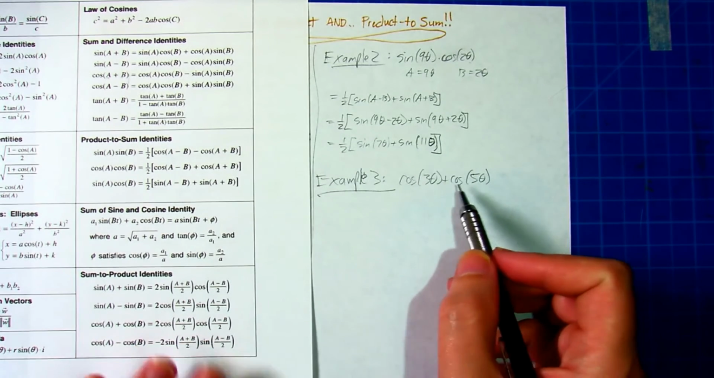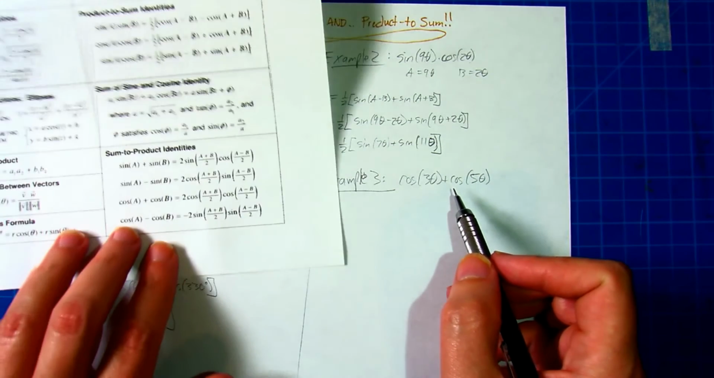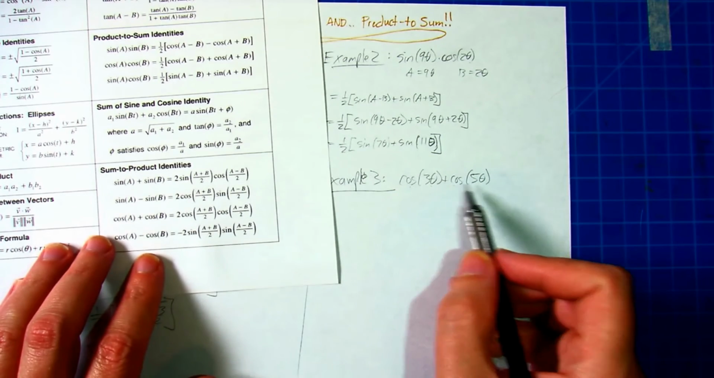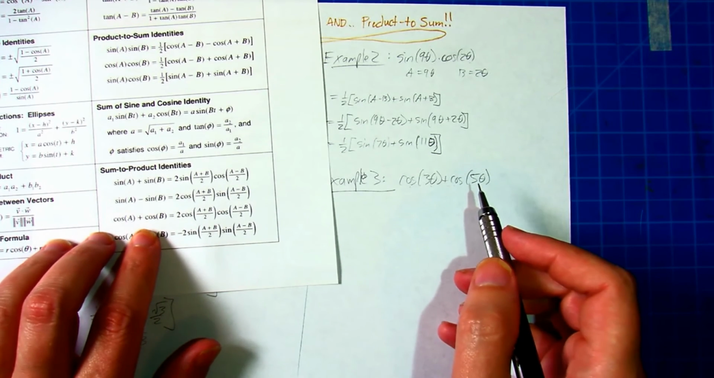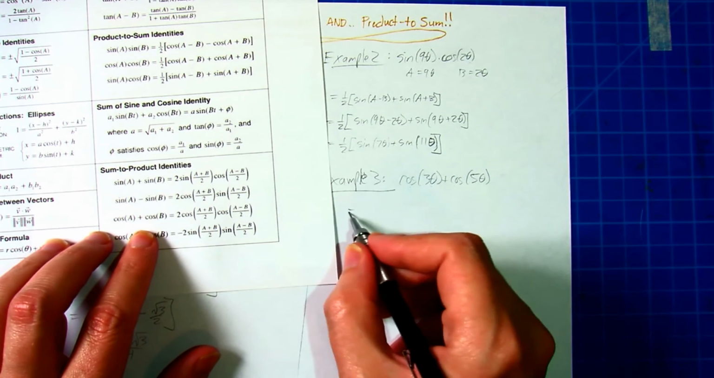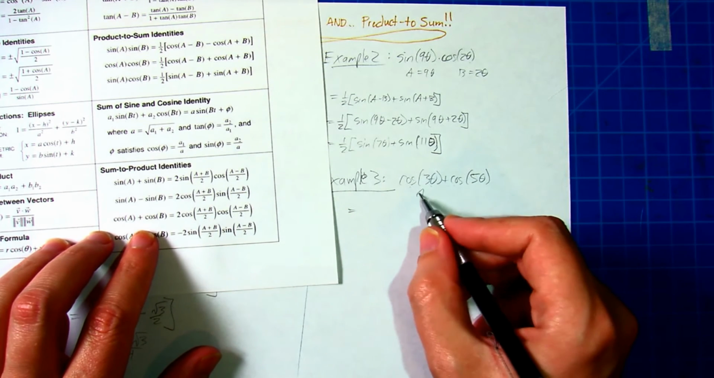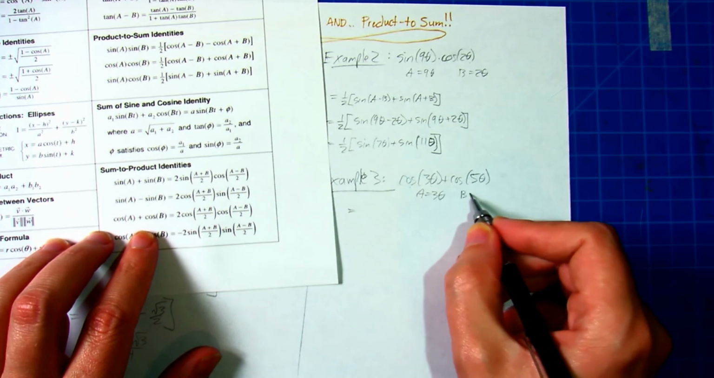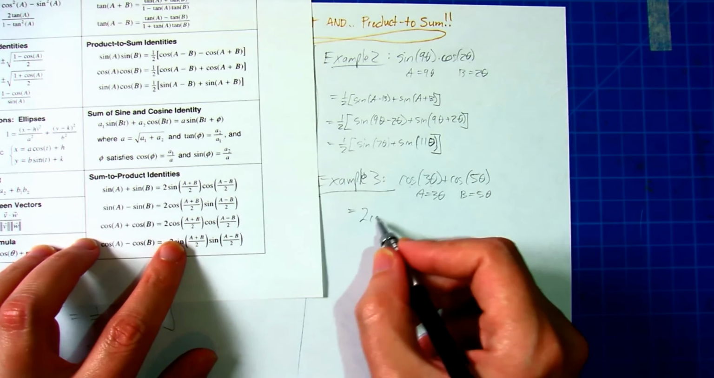This is a sum. Let's turn that into a product. To do that, just go down to this formula here. We have cosine of something plus cosine of something. That is going to be this formula. Here A is 3 theta, B is 5 theta.